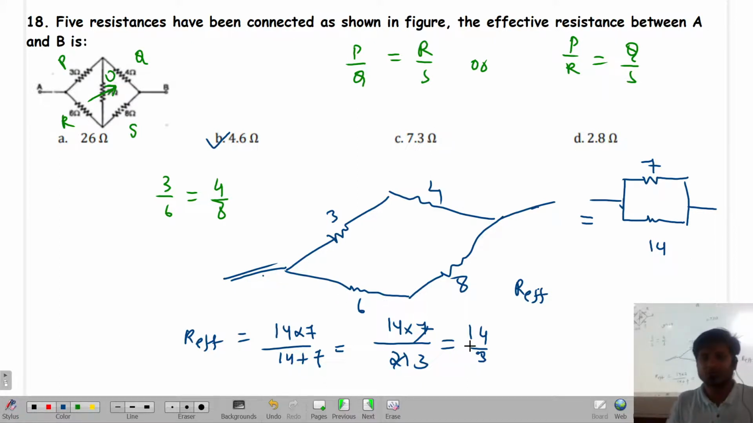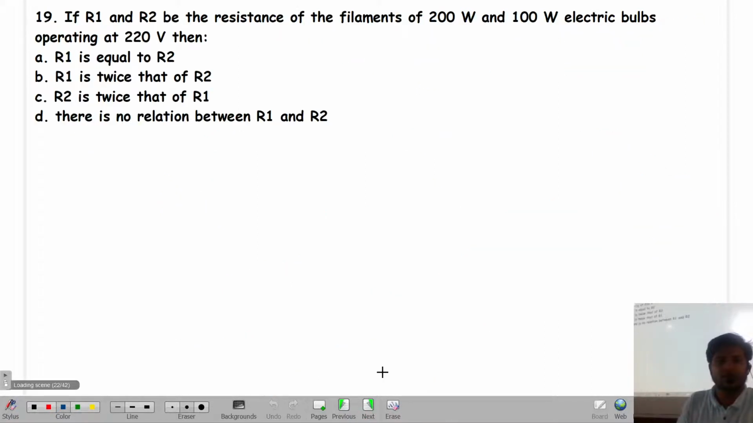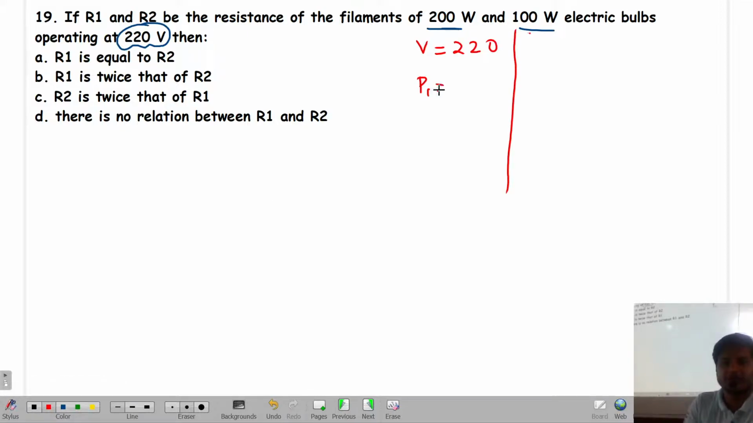Can I move ahead? Yes, sir. Question 19. R1 and R2 are the resistances of the filaments of 200 watt and 100 watt electric bulbs operating at the same voltage, 220 volts. Voltage is given as 220. Power of the first is 200. Voltage is the same for the second, 220. Power is different, equal to 100.